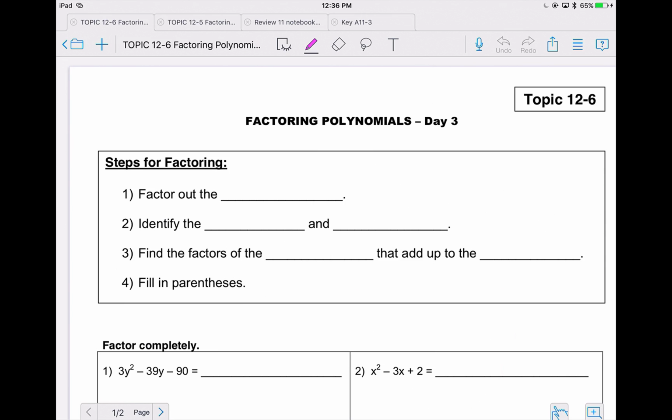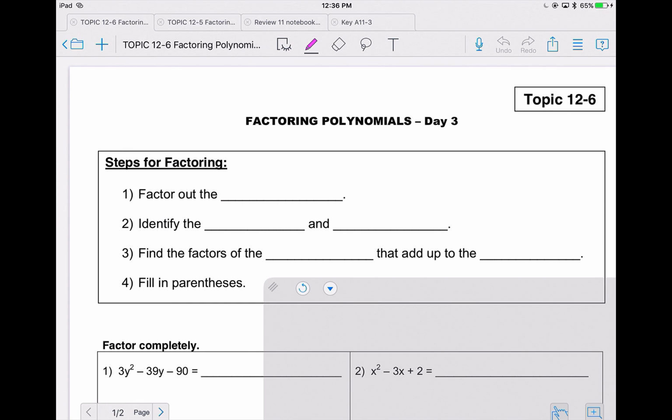This video covers Notes 12.6, which is Factoring Polynomials Day 3. If you have not already watched videos 12.4 and 12.5, you need to pause this video and go back and watch those, because those are key to understanding 12.6. 12.6 is just a continuation, with a couple different examples, of 12.4 and 12.5.